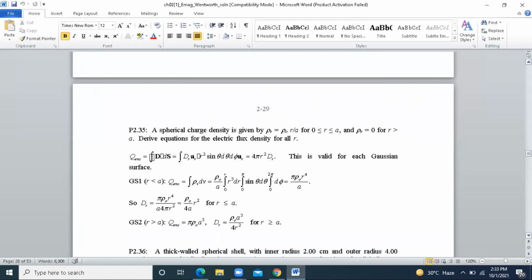So that was for the limits described when R is less than or equal to A. For the latter part, now we have to find the Gaussian surface for the limit where R is greater than A. You would use a similar approach to the equation before, except you would be integrating now from 0 to R and then from R to A.